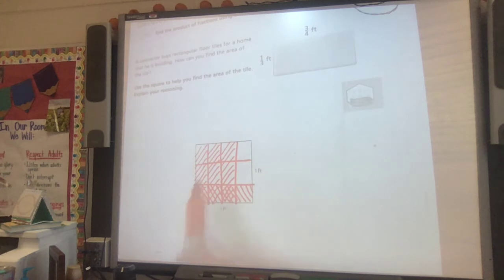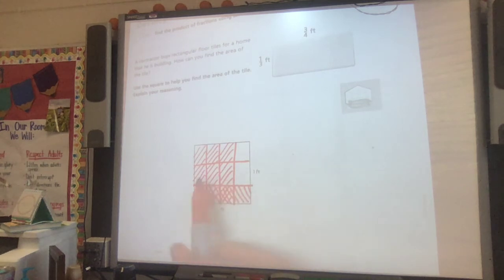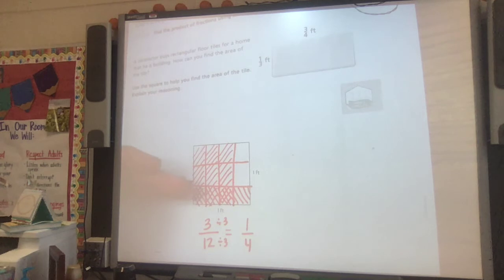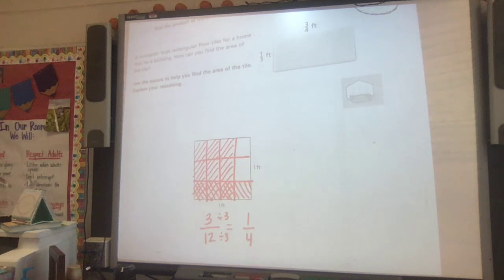So remember though that now we've got 3 parts, but they're split into 12s, because there's 4, 8, 12 pieces now, because I had fourths and then I made thirds out of that. Okay, and we know that 3/12 is equivalent to 1/4 because we can divide our numerator and denominator both by 3. We can simplify those to get that. Okay, so this is one way that we can do that.